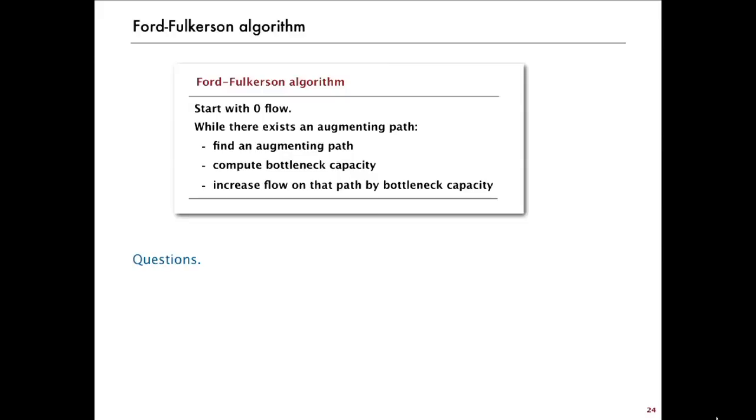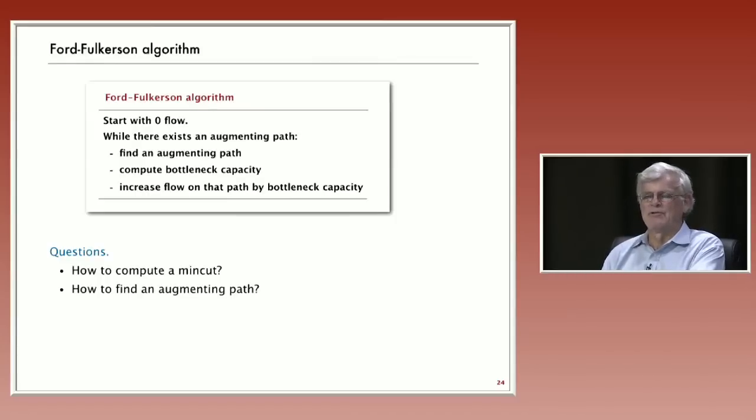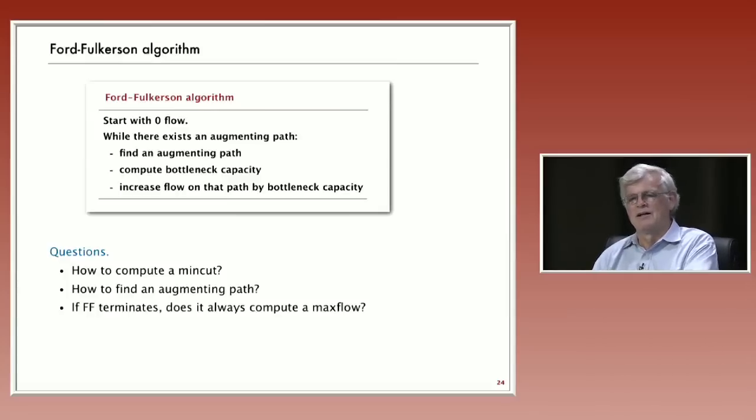Now there's a few questions about this. So that solves the maximum flow problem. We have to look at how to compute a min-cut. We have to figure out a way to find an augmenting path. That's not too hard. That's similar to many other graph processing problems that we've already solved. And we have to ensure that, or at least show that it always computes a max flow.